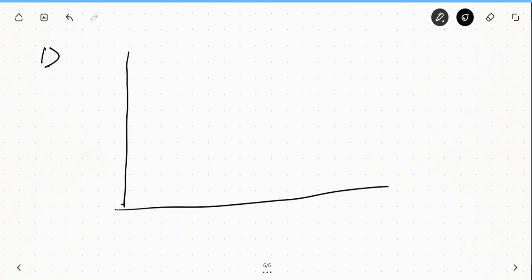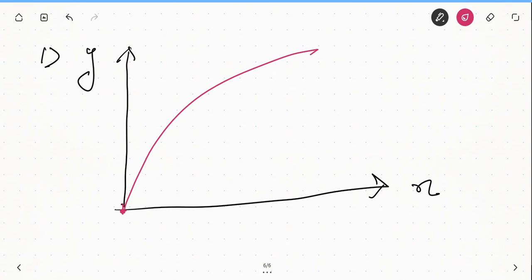first, let this be the rectangular coordinate axes, the y axis and the x axis. This is the y axis and this is the x axis. Let the origin be this particular point. A curve may look like this one, another curve may look like this one. Let this be curve number 1 and this be curve number 2 for this particular case.